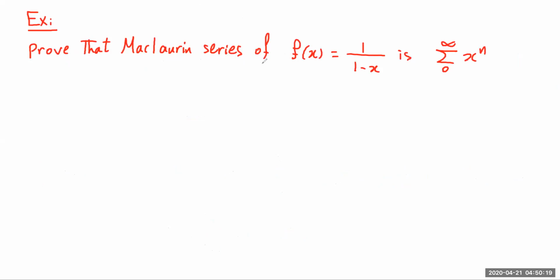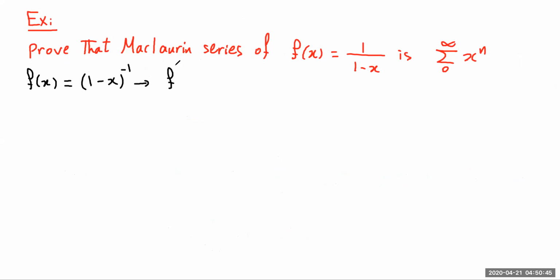So let's take an exercise. Prove that the Maclaurin series of f(x) equal 1 over 1 minus x is sigma x power n. We know this before because this is a geometric series. Now, how to calculate this? Let's write f(x) as (1 minus x) power minus 1.